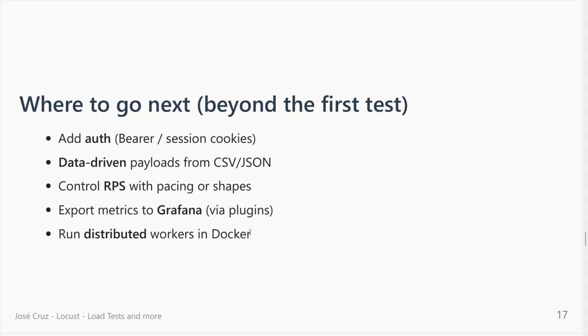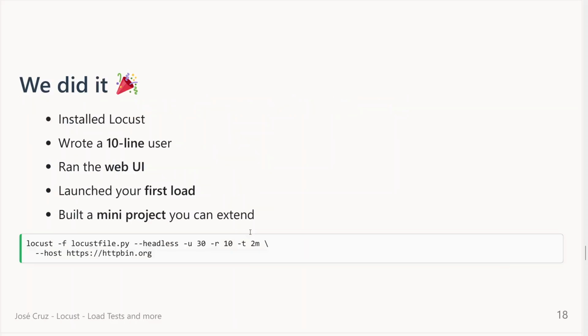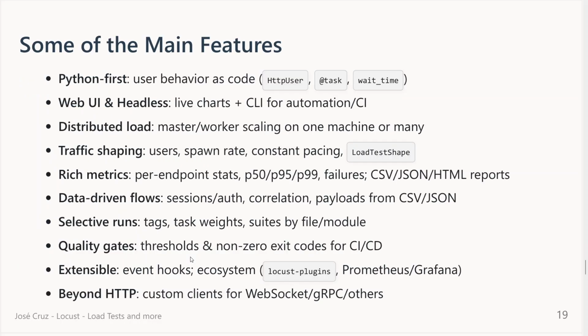And as I said previously, you can create multiple workers to emulate situations where you have users from multiple places, regions, contexts, and browsers, if it's important for your website. Sometimes websites have a different approach for different languages, so it's useful to have multiple workers at the same time. So we did it. We saw Locust, we wrote a 10-line user, we ran the web UI, launched your first load, built a mini project, and understood how to run using the web UI or the command line.